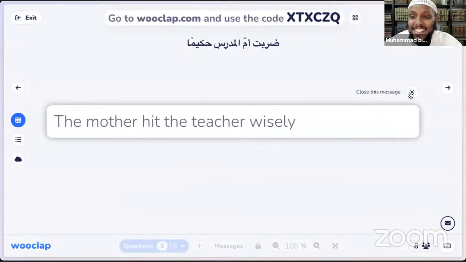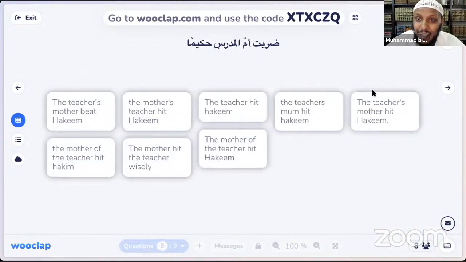No, no, no, no. She didn't hit the teacher wisely. If that was the case, and Hakiman was hal, as in an adverb telling us how she hit him, then there would have been agreement between Hakim and the noun. It would have been Hakimatan. Even though it doesn't make sense, if that were the case, the first thing that tells you it can't be wisely is because this word would have agreed with it. It would have been feminine. Okay?